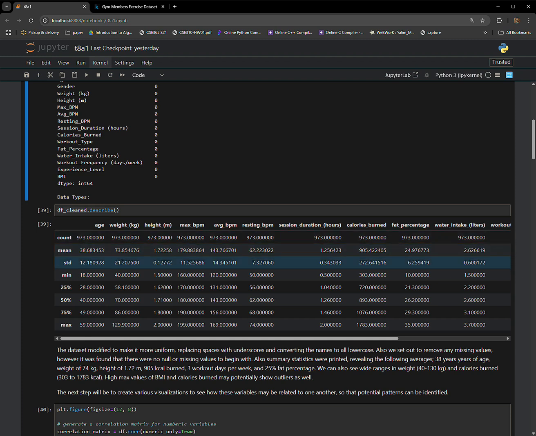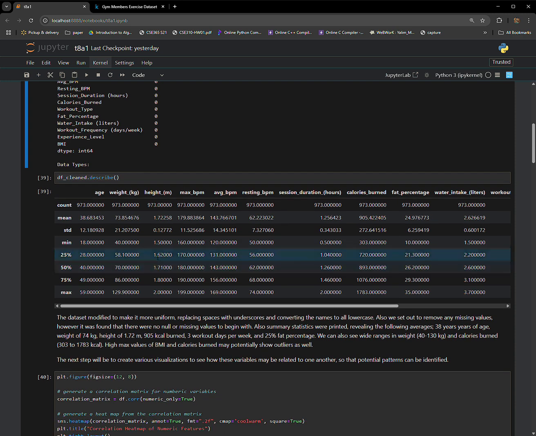And then from there, I can also describe the data set, so we can get things such as the mean, the standard deviation, the range from the minimum to the max, things like that. So as we can see, the average gym member that was sampled was 38 years old. They have an average weight of 74 kilograms, average height of 1.72 meters, and the average gym member burned about 905 calories, works out about 3 days per week, and has about a 25% fat percentage.